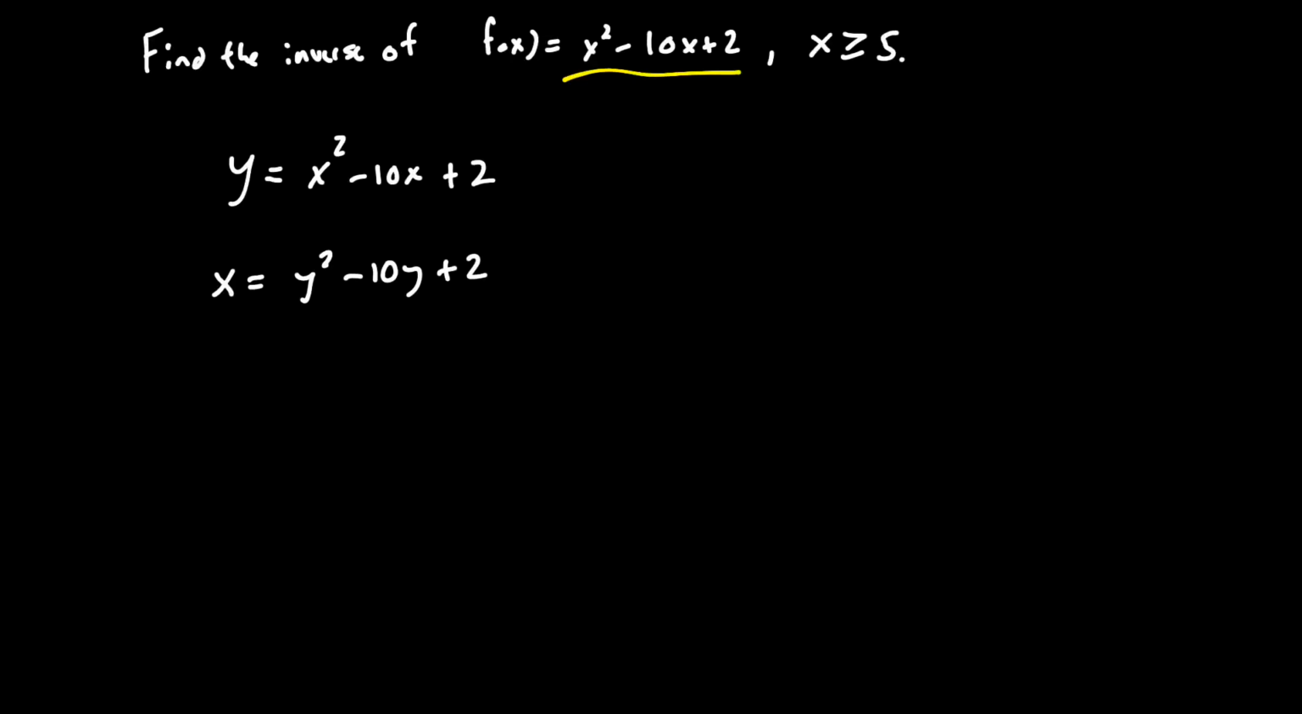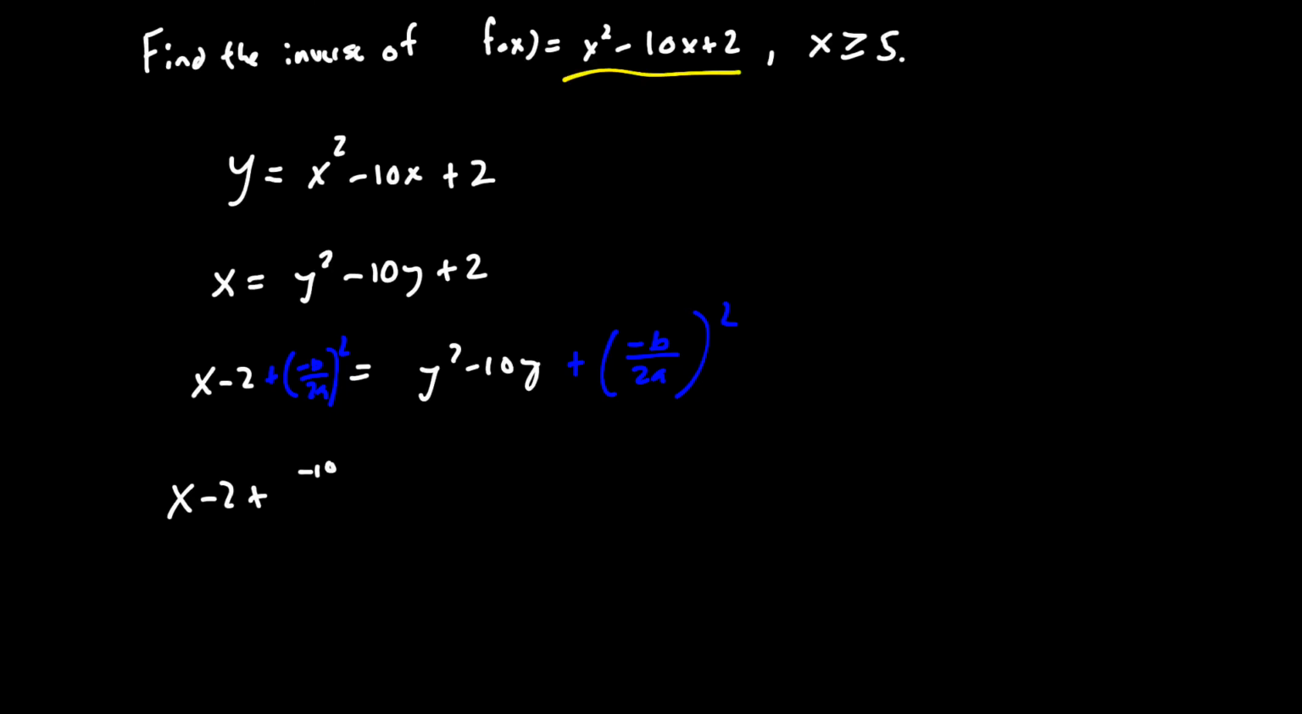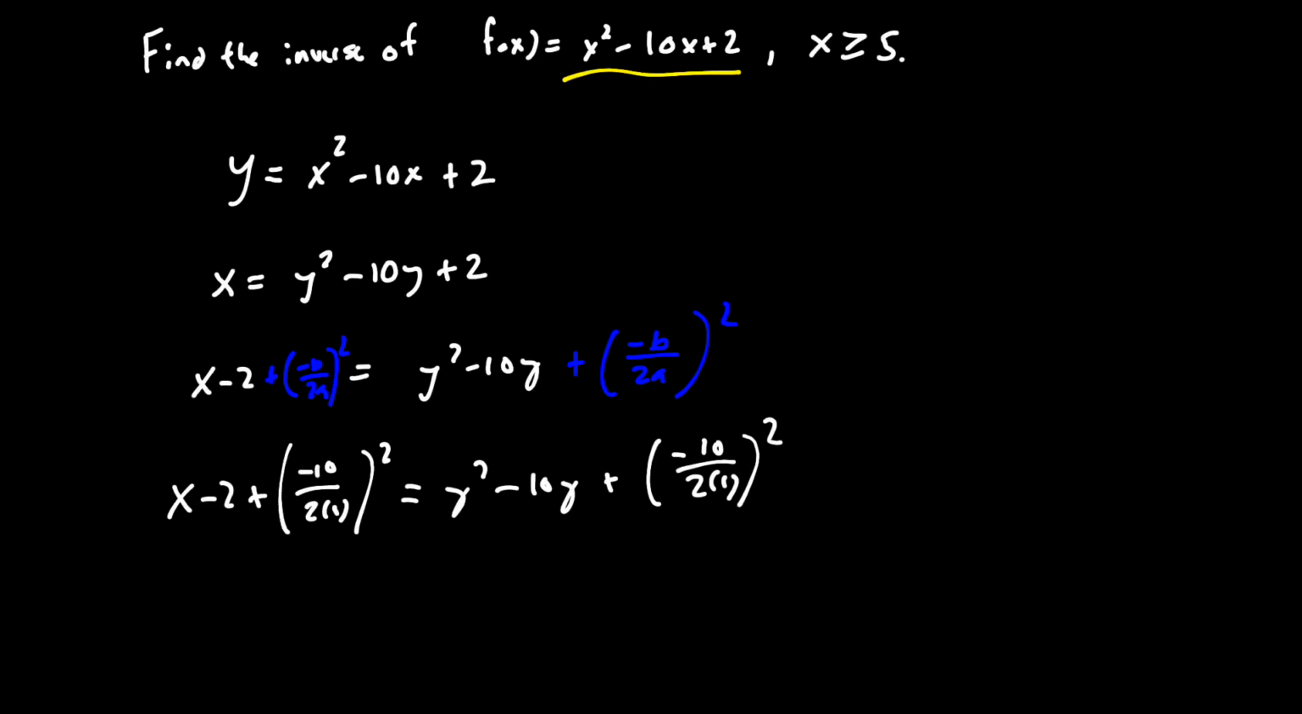And we want to solve for y. And we're going to do this in a little bit of a roundabout way. Subtract a 2 from both sides. So we'll get x minus 2 is equal to y squared minus 10y. And now what we want to do is complete the square. So add to both sides the quantity negative b divided by 2a, squared. In filling this in, we'll get x minus 2 plus the quantity negative 10 divided by 2 times 1, raised to the second, is equal to y squared minus 10y plus, again, the quantity negative 10 divided by 2 times 1, squared.